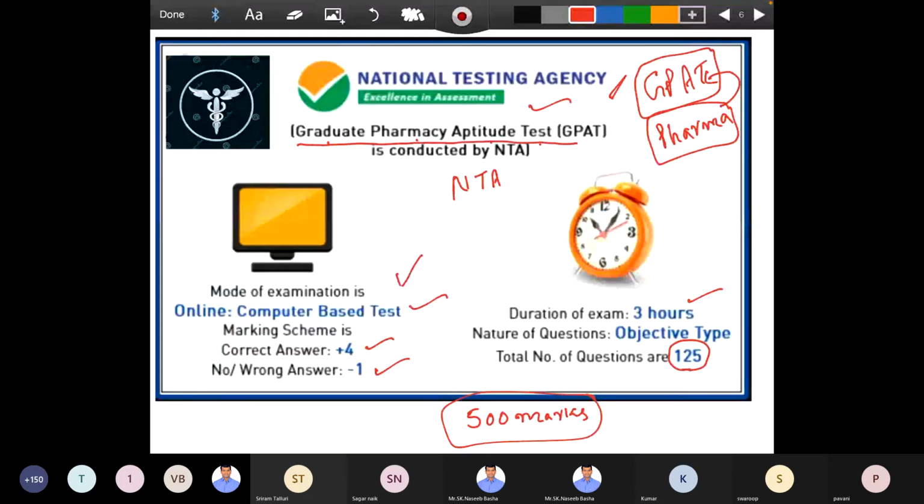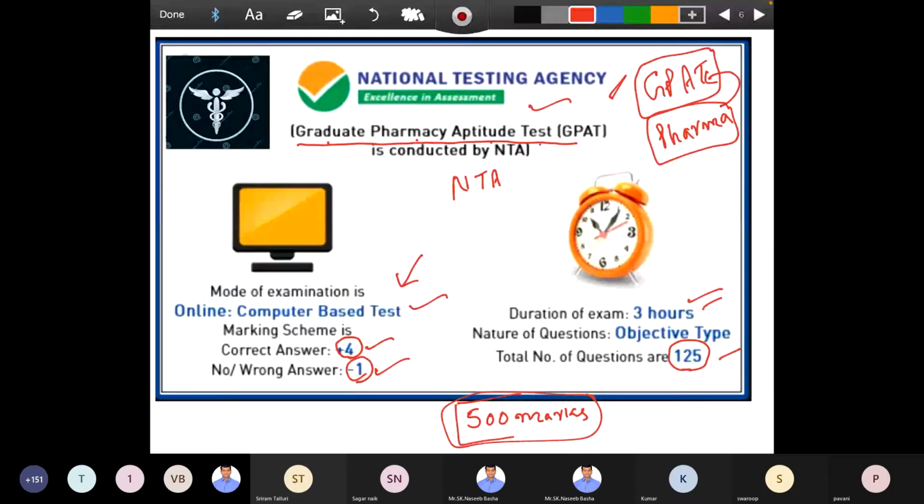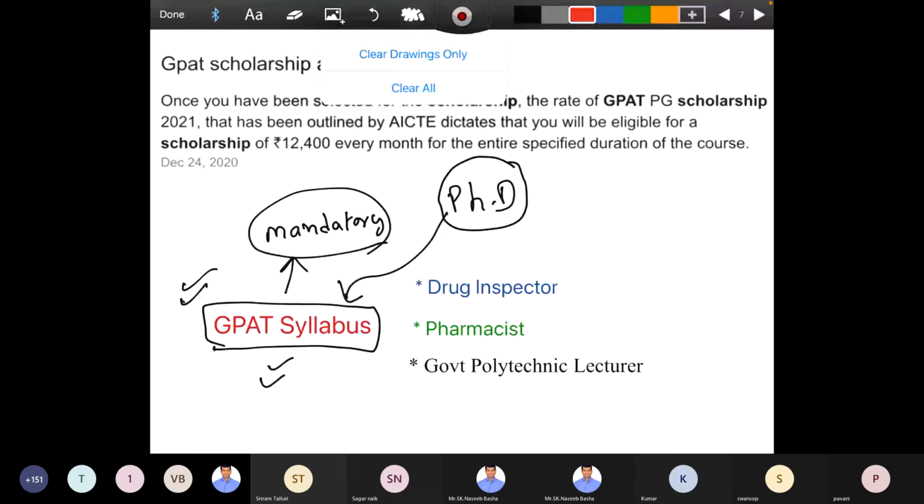It is a computer-based test. Every correct answer will give you +4 marks. A wrong answer will give you -1 mark. It is for 3 hours, and 125 questions are there, and the total marks are 500. Let us understand certain things.